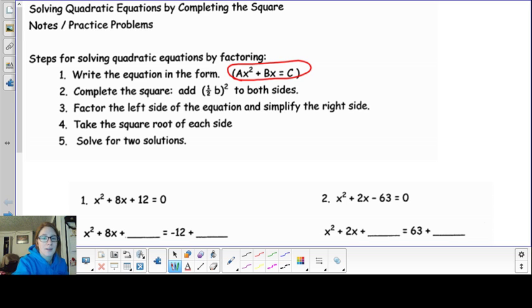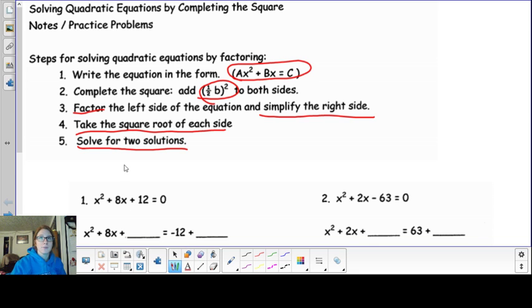Then I'm going to take half of the middle term and square it. Then I'm going to do my factoring, and I'm going to simplify. Take the square root and solve for 2 solutions. Now it looks like this is a lot of steps. But remember when we first started factoring and that looked scary? It'll be okay. Let's just go through a couple.